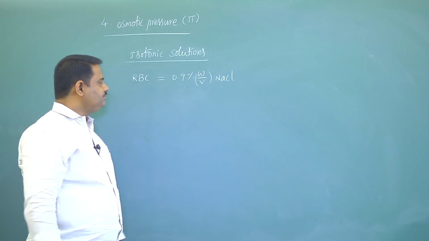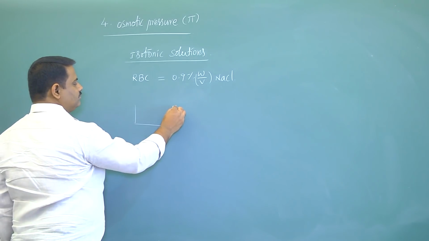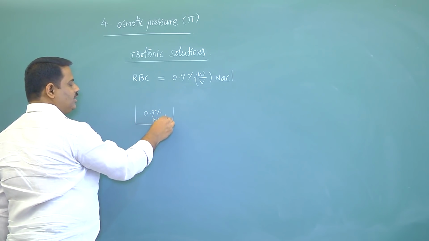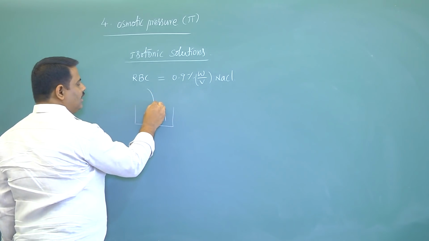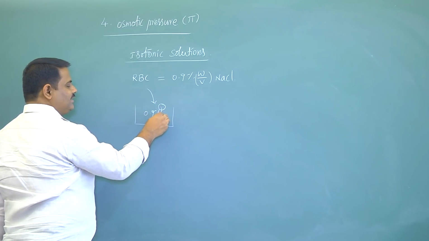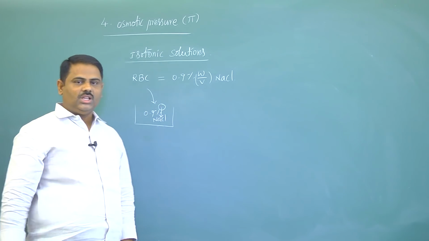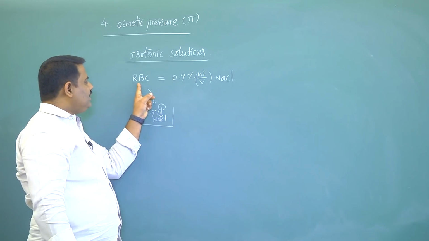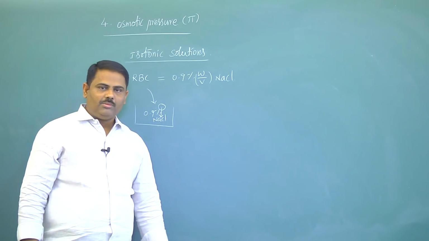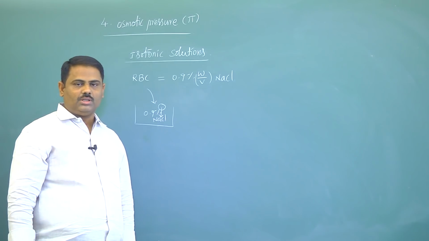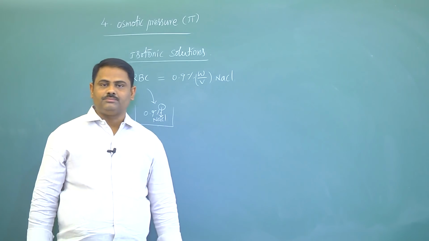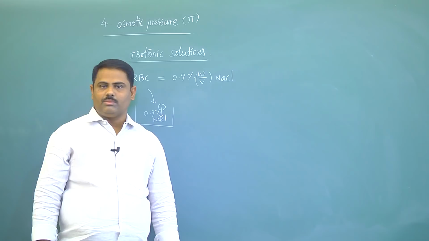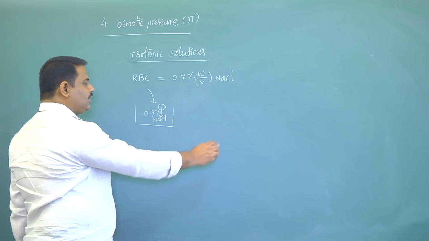Now here, suppose 0.9% sodium chloride solution is taken and a particular RBC cell is placed here, then there is no osmosis process, because here RBC is isotonic with 0.9% weight by volume sodium chloride solution. That is why there is no osmosis. That means for isotonic solutions, osmosis is not possible. Now come to another condition.